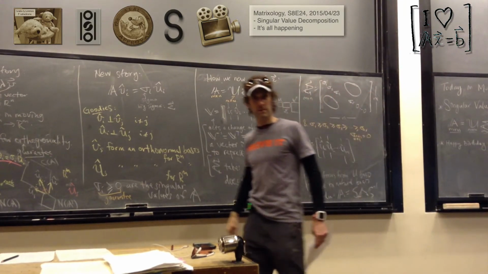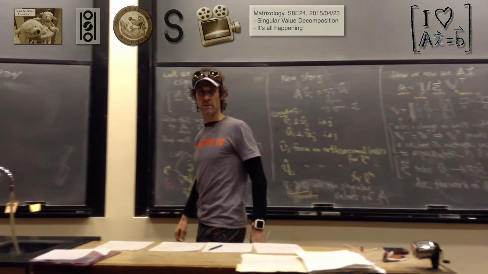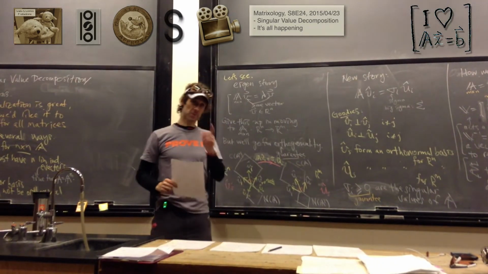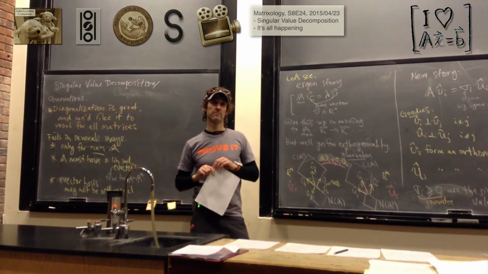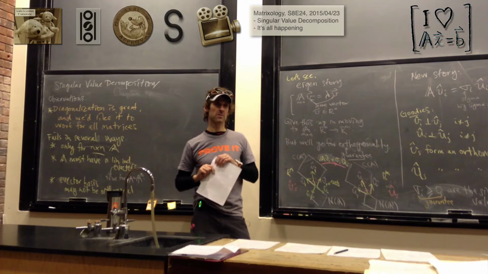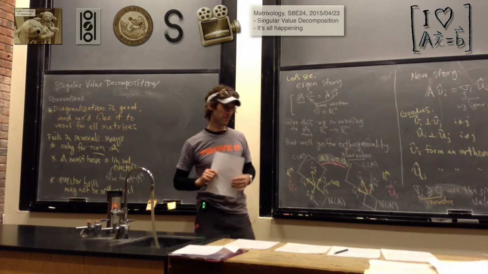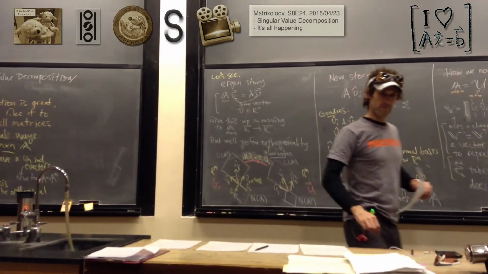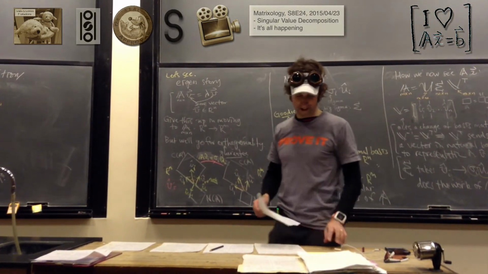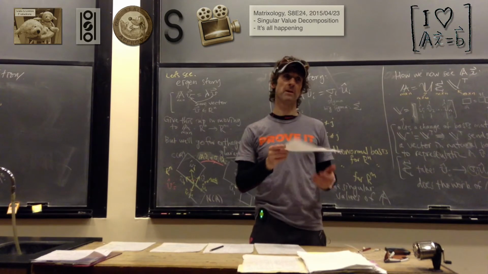Are the V's still the eigenvectors? They are eigenvectors of something. And sigmas are eigenvalues of something. Well, not quite the sigmas. Because we know about symmetric matrices, we can do this.